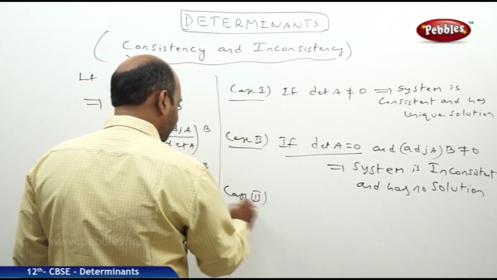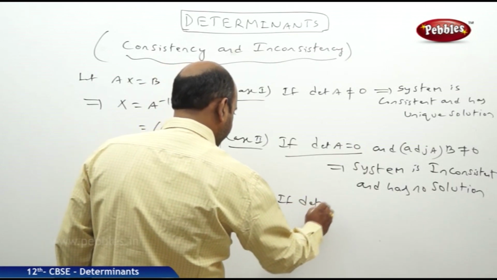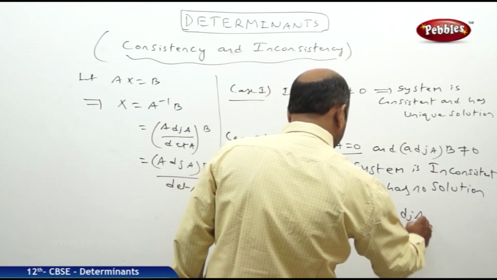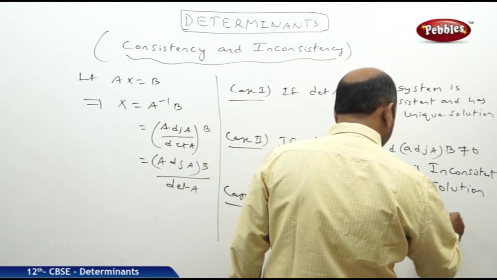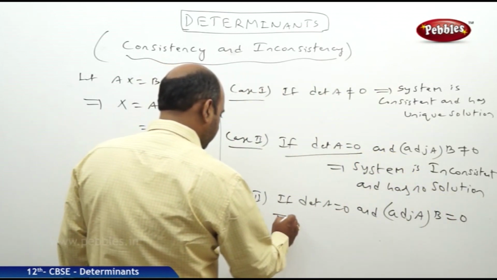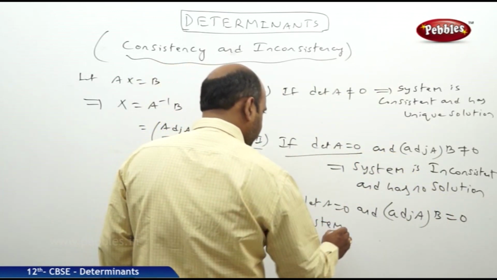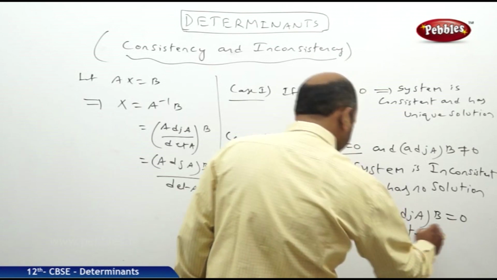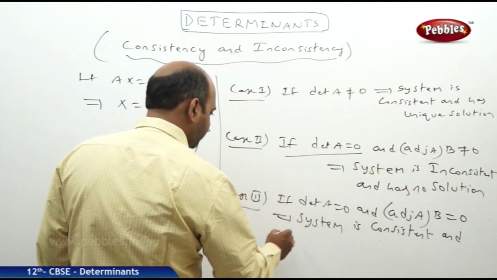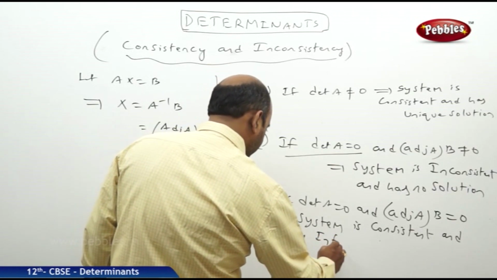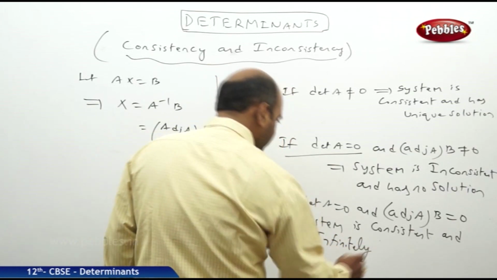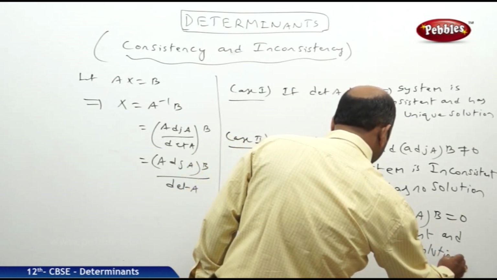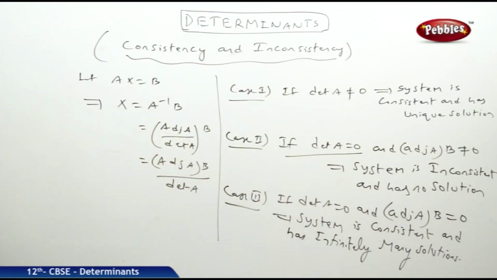Now what case 3 is telling means, if det A is equal to 0 and adjoint of A into B is equal to 0, that implies what can we tell? The system is consistent and has infinitely many solutions. We need to remember all these three things well.